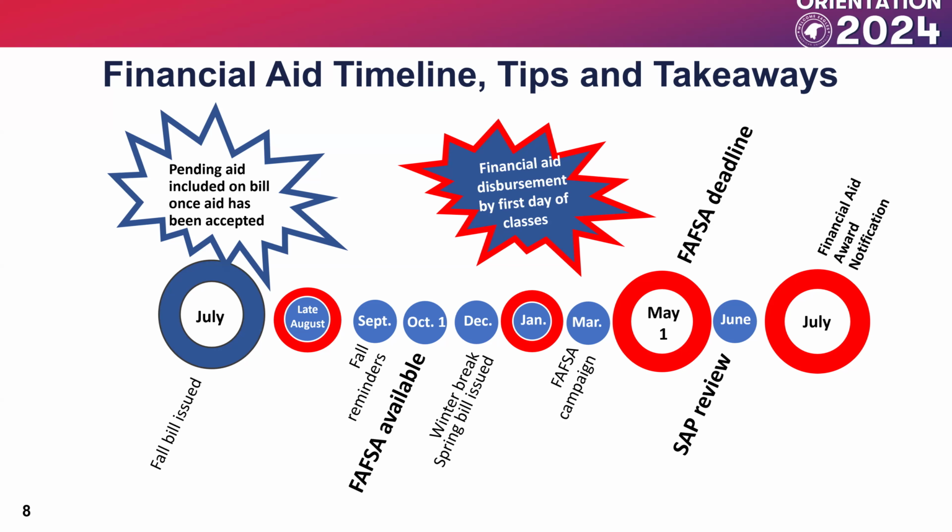Those that miss the deadline, unfortunately, fall all the way to the end of the line. And so if you don't apply on time and we don't have the funding, it's likely that you'll lose some of your aid. So it's critically important that you meet these deadlines.